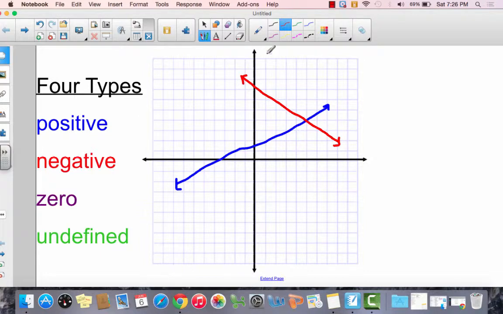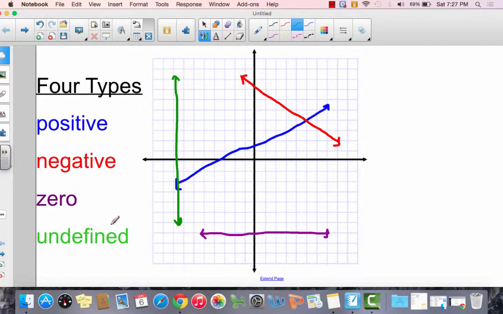A zero slope is a straight horizontal line. If you think about a horizontal line, it's completely flat. It's not steep at all. So that's my zero slope. And then an undefined slope is actually a vertical line, which is a line that runs straight up and down. And that will be our vertical slope. I'm sorry, our undefined slope. So those are our four basic kinds that I can categorize my lines in.